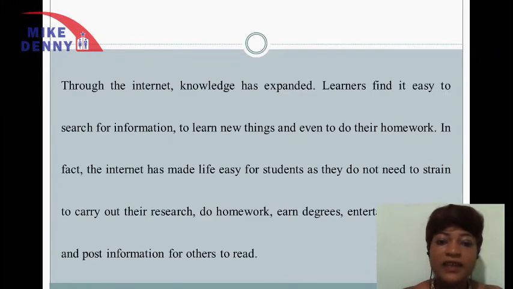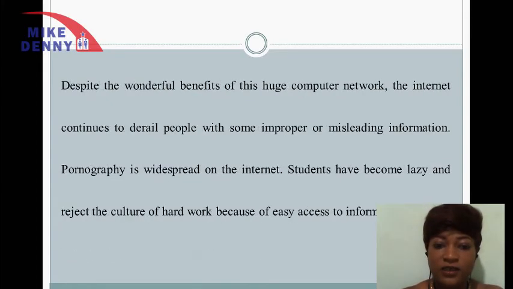Through the internet, knowledge has expanded. Learners find it easy to search for information, to learn new things, and even to do their homework. In fact, the internet has made life easy for students as they do not need to strain to carry out their research, do homework, earn degrees, entertain themselves, and post information for others to read.